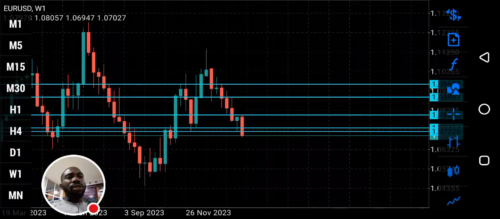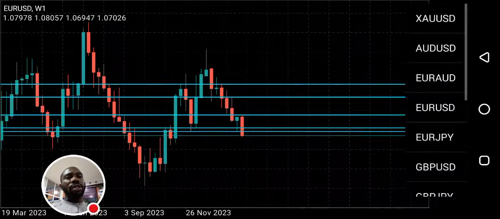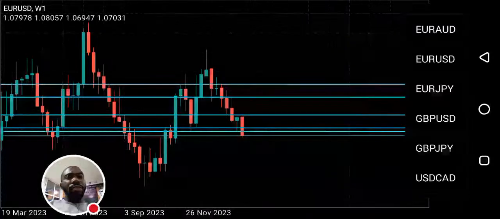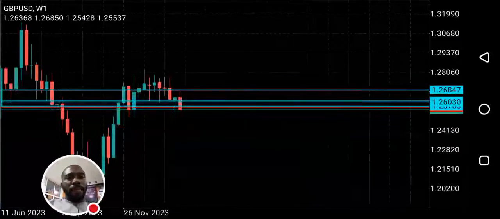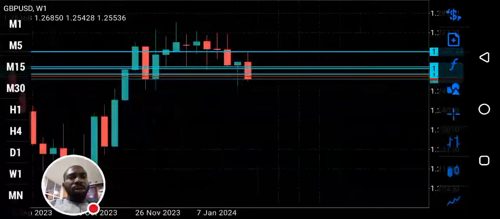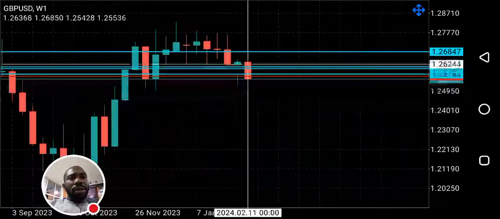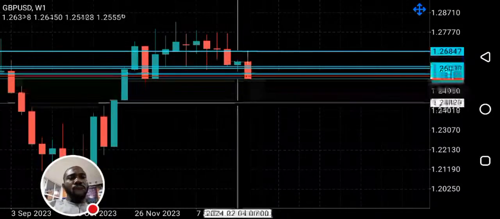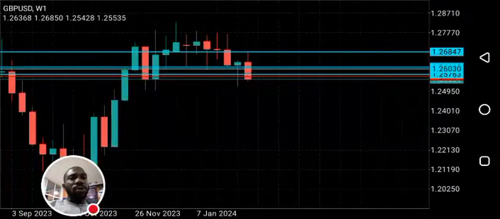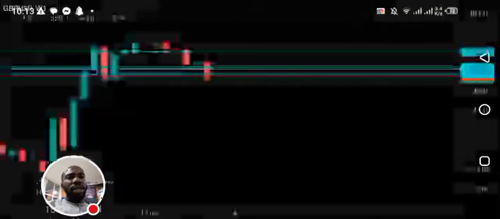So we've done analysis on gold, Australian dollar USD, Euro Australian dollar, and Euro USD. Let's move to the next pair, GBP USD. My bias on GBP USD is also bullish. Last week closed as an inside bar, so I think right now they are trying to clear liquidity at this previous low.